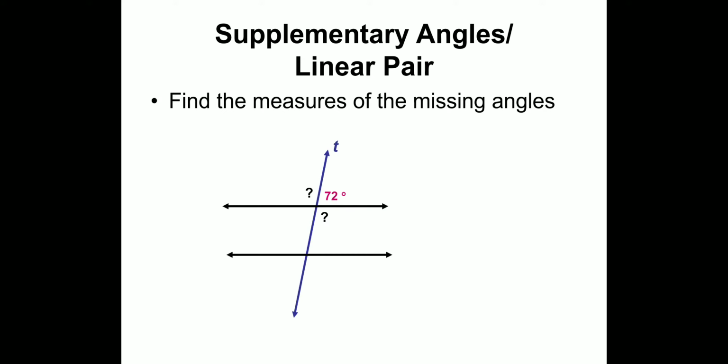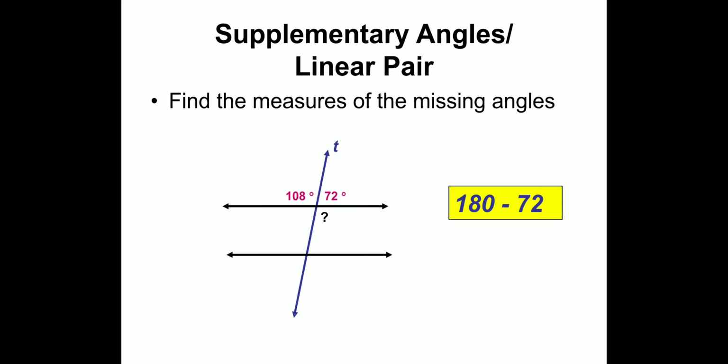Now find the measure of the missing angle. Here you are given only one angle. As I told you, supplementary angles or a linear pair always have a sum equal to 180 degrees. So we will do 180 minus 72, and the answer is 108 degrees. This is how we find a linear pair or supplementary angle.